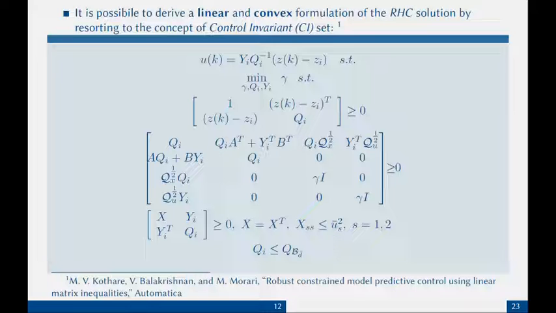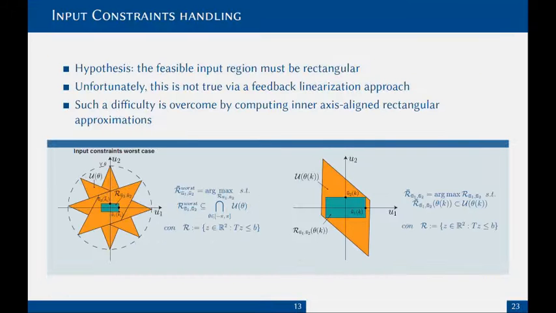Notice that the time dependency of the matrices refers to the fact that at each time step k, these variables can be updated without switching to the successive waypoint. However, to solve the optimization problem shown in the previous slide, the feasible input region must be an axis-aligned rectangle. Unfortunately, this hypothesis is not true by a feedback linearization approach. In fact, as it is shown in the left figure, the feasible inputs region is a rhombus-like set that rotates in the plane as long as the variable theta is varying.